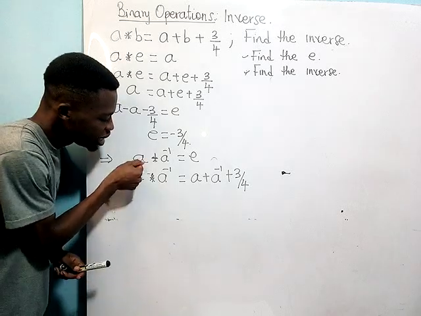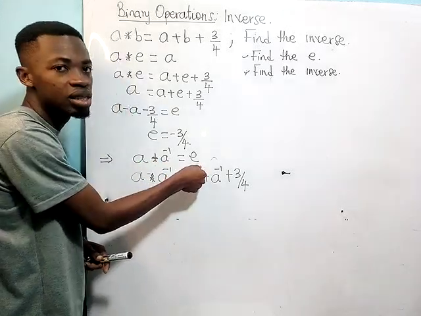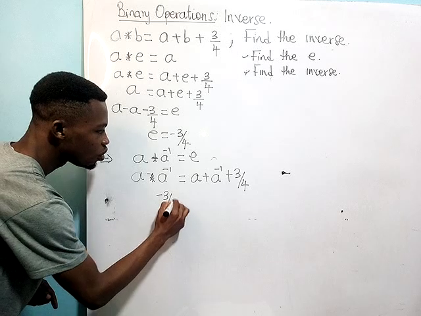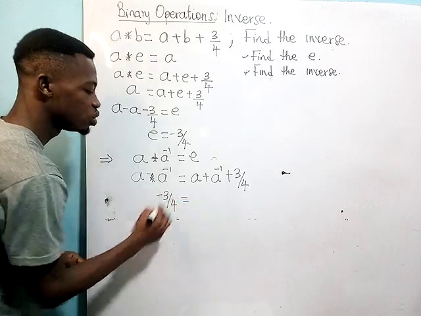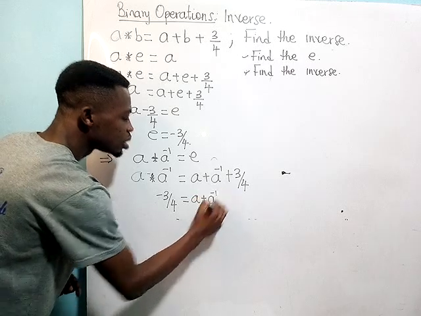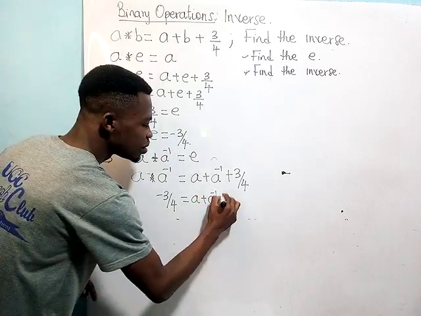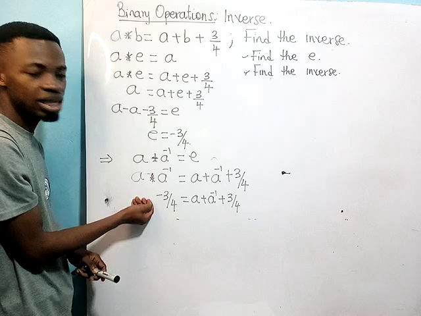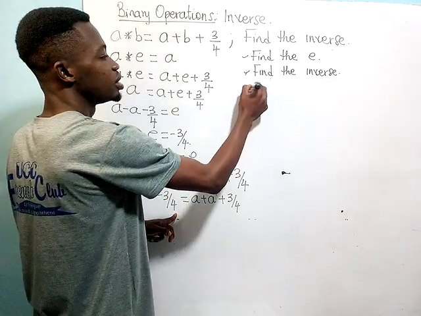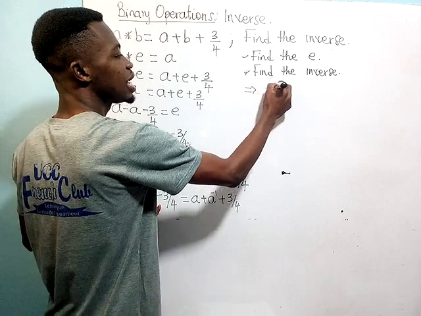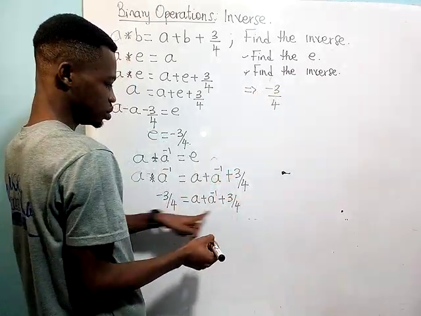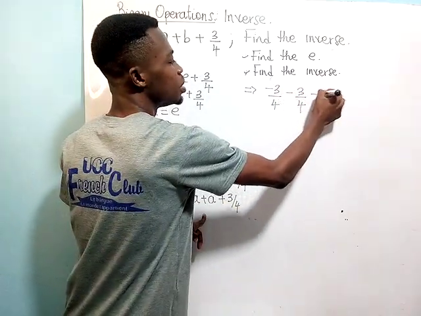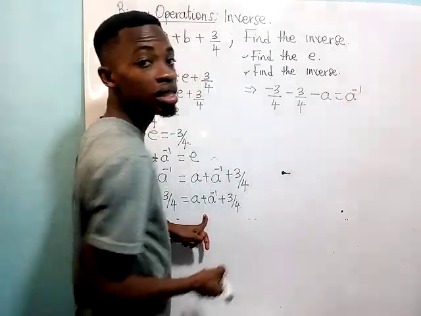We know that from here, A operation its inverse is the identity element. What is the identity element? Negative 3 on 4. So we have negative 3 on 4 is equal to A plus A inverse plus 3 on 4. Now, since our focus is on this, we move all these terms here. Now, let's continue over here. We are going to have negative 3 on 4 minus 3 on 4, because when it crosses, minus A is equal to the inverse.